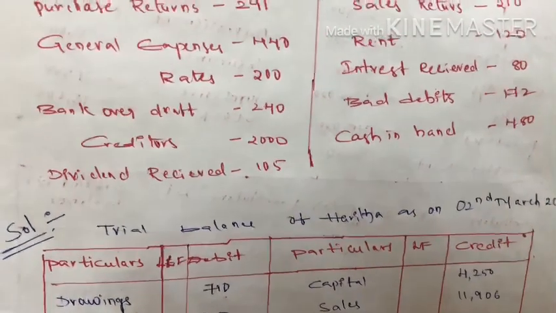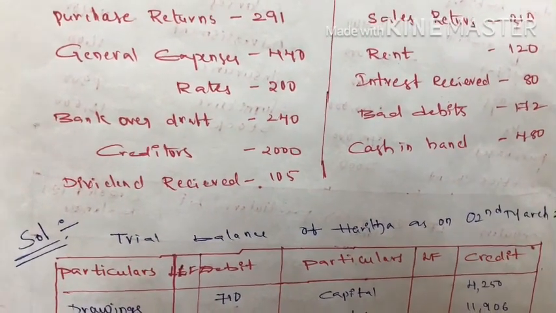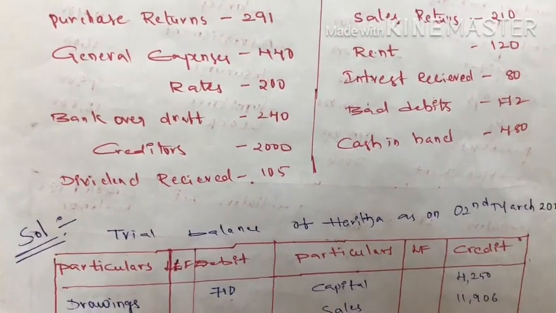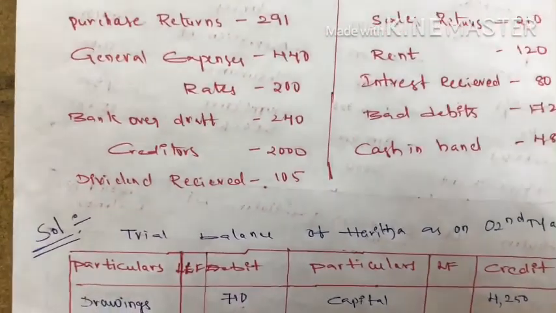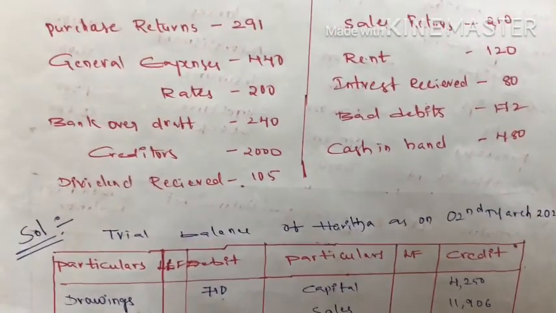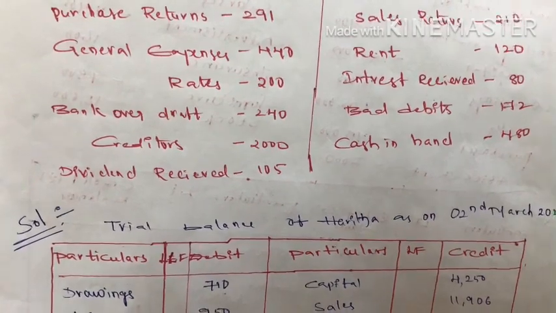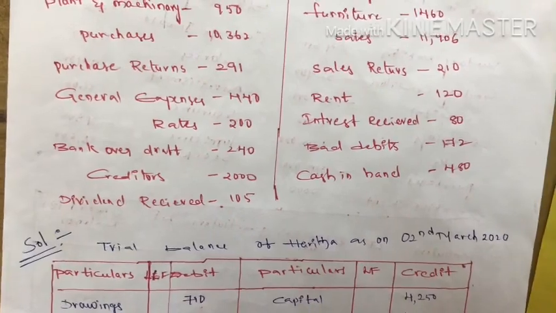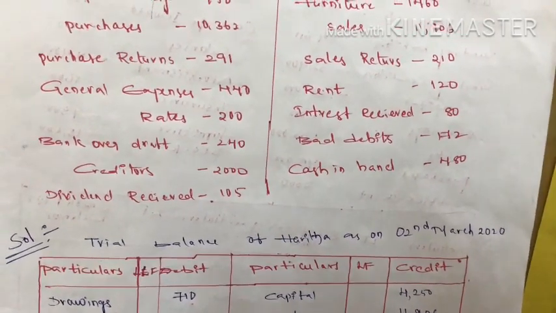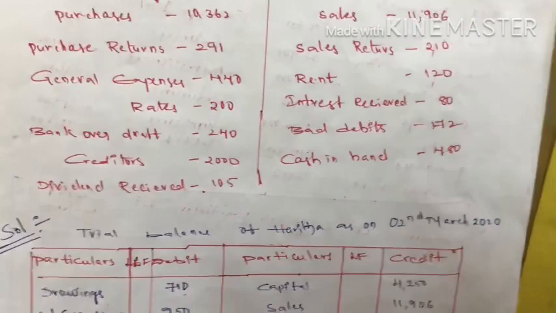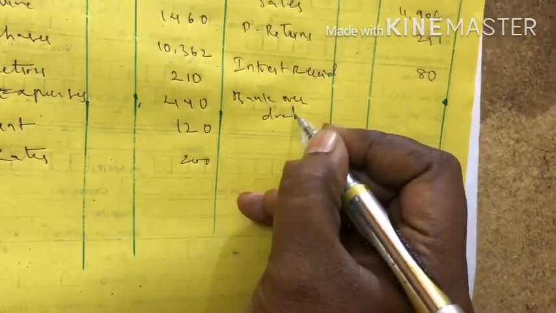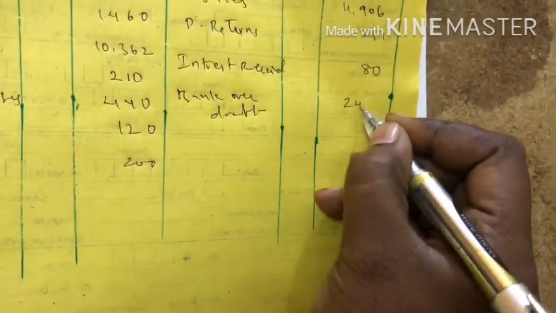For example, your account has 10,000 but you draw 12,000. The 2,000 is the extra money, the overdrawn money. That is called a bank overdraft. The 2,000 is nothing but a liability, and all liabilities are written on the credit side. So you write bank overdraft here, and the amount is 240.